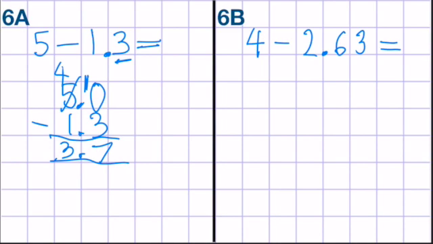Now over on this side, we have 4 subtract 2.63. So we have 2 decimal places. So we're going to do 4.00. We've just added 2 decimal places. We're going to do 2.63.